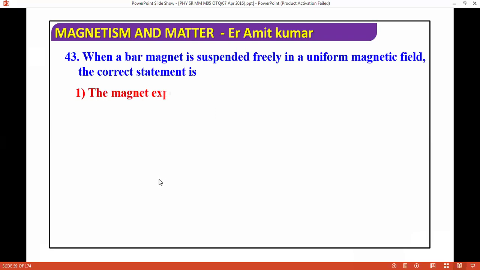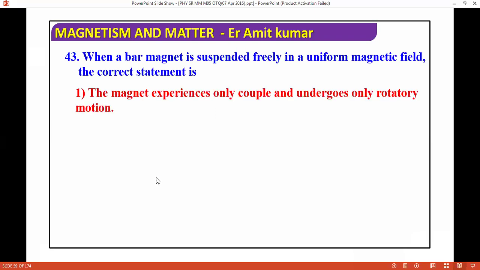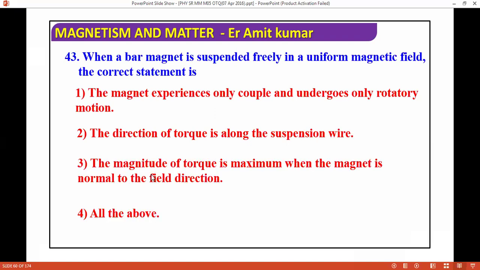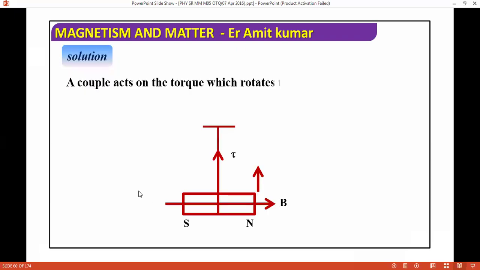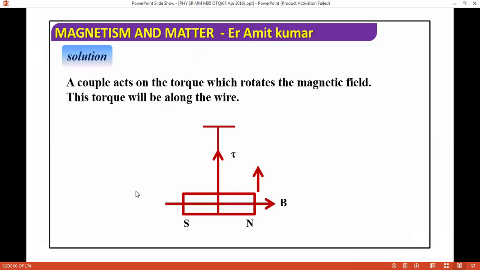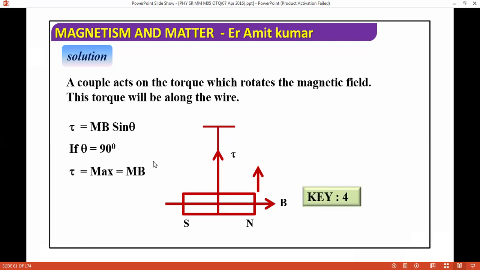When a bar magnet is suspended freely in a uniform magnetic field, the correct statement is that the magnet experiences only a couple and undergoes only rotatory motion. If you see the magnetic moment like this, a couple acts as a torque which rotates the magnet. This torque will be along the axis. The torque is basically M cross B. When M is at 90 degrees to the field, the torque is maximum, that is MB.